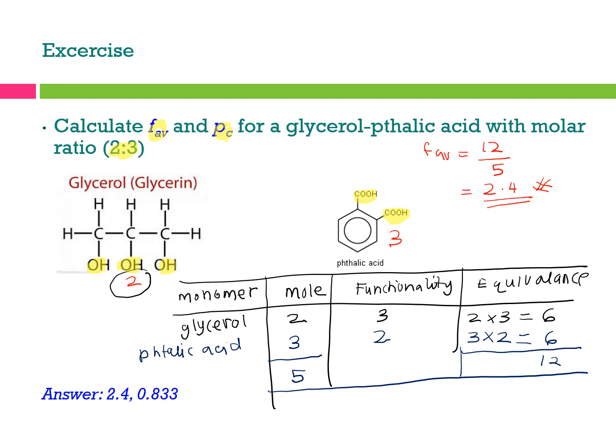And the critical conversion, the critical extent of reaction, Pc. The formula for Pc is 2 divided by average functionality. So you have 2 divided by 2.4. Then the answer is 0.833. So you can say that the gel point will occur when the polymer achieves a reaction conversion of about 83%.